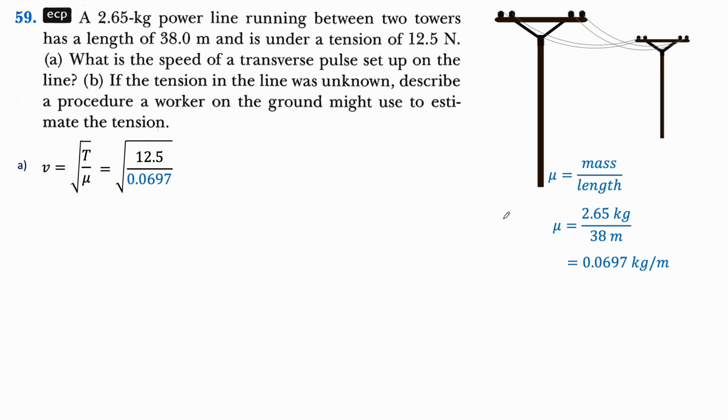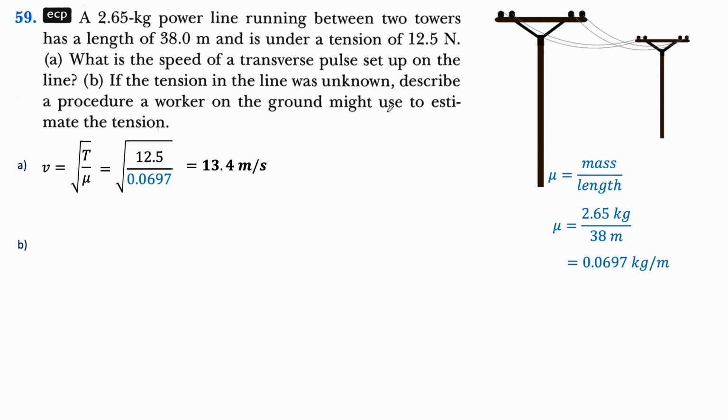Plugging in our numbers, the tension's 12.5, mu is the number we just found. We discovered the velocity is about 13.4 meters per second. Not too terrible, but part B is the more interesting one.